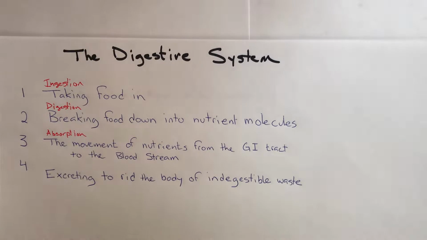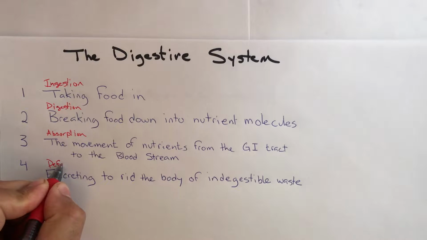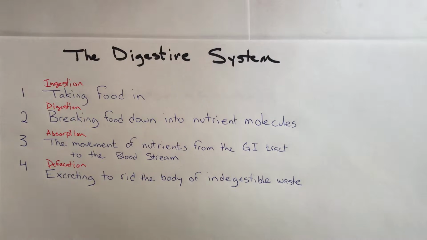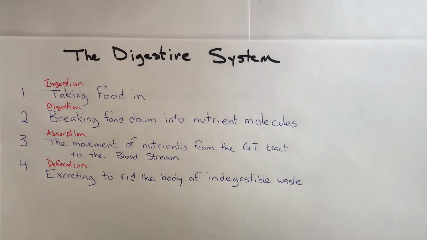So first we take it in, then we break it down, then we move it to the bloodstream, and then finally the fourth one is defecation. And this is excreting or ridding the body of the food that is either not useful, the unused food, or indigestible waste. Okay, so ingestion, digestion, absorption, and finally defecation.